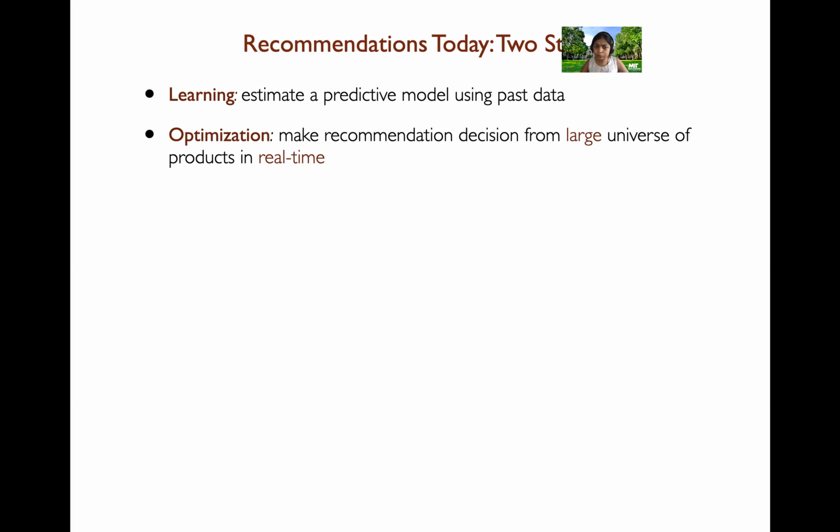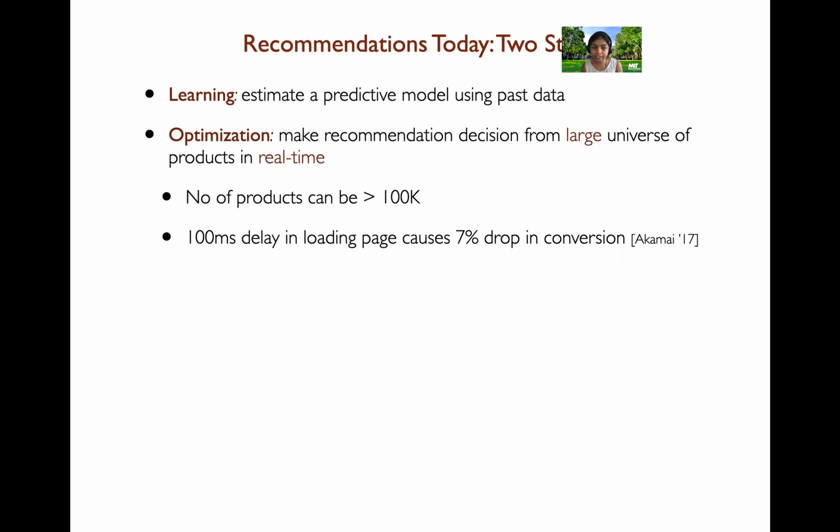I would like to emphasize two aspects of the problem. First of all, the number of products that some of these platforms have is extremely large. And secondly, this decision of what products to display has to be made in real time. A study by Akamai shows that a 100 millisecond delay in loading a page can cause up to a 7% drop in conversions. Given this large number of products and the strict time requirement, even linear time algorithms will not be able to satisfy our requirement. And thus we need algorithms which are sublinear in the number of products for making this recommendation decision.